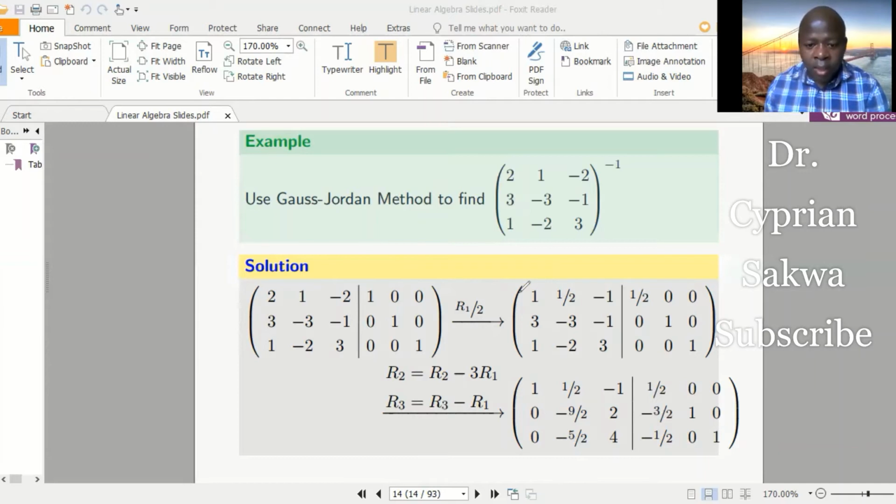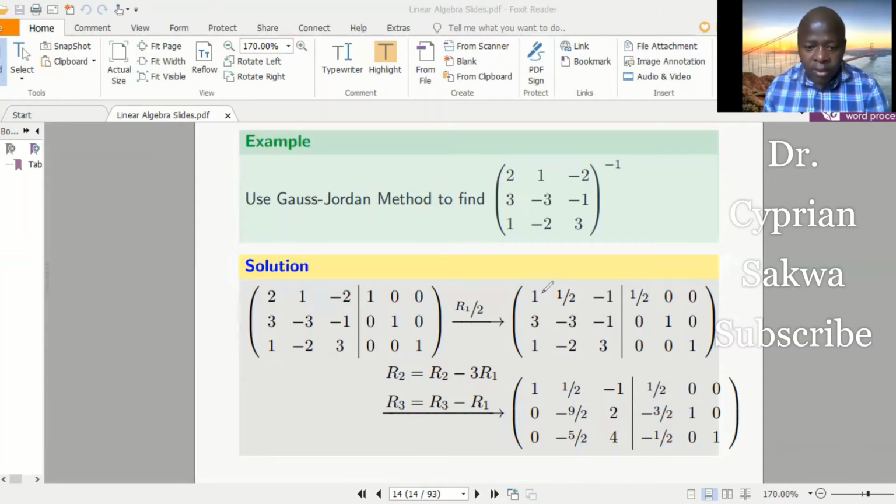We use this 1 that we created to have zeros elsewhere in column 1. So you need a 0 here and a 0 here. So how do we achieve a 0 in row 2? I've said that to get a 0 in row 2, you'll take row 2 minus 3 row 1. And to get a 0 in this position, we'll take row 3 minus row 1. So let's just do these operations.